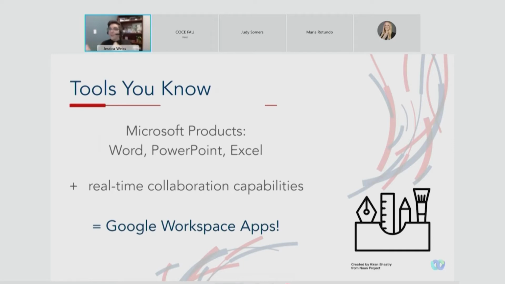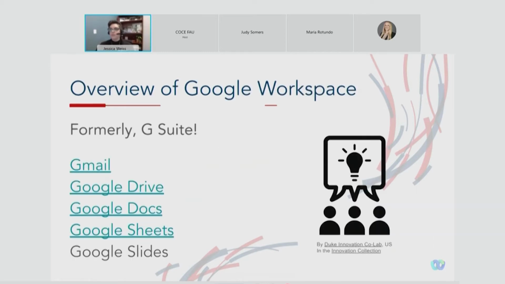So there's a one-to-one there: if you want to use Word, but you would like to use it synchronously as a web-based service and collaboratively, you can find the equivalent as a Google Workspace app. A lot of the features are going to be very similar. So if you're comfortable using Word, PowerPoint or Excel, you're going to be in a pretty good place when it comes to using these applications in the Google Workspace.